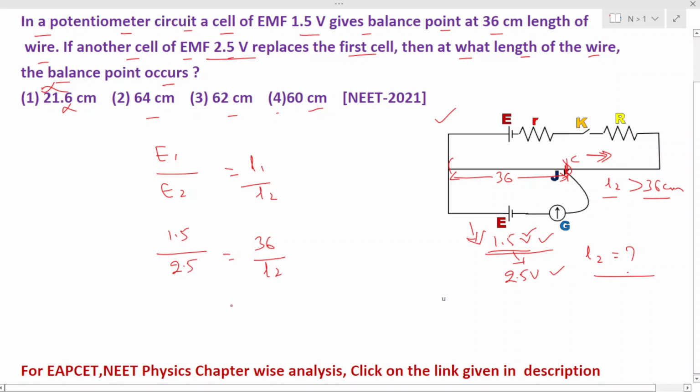From this, L2 can be written as L2 is equal to 36 into 2.5 by 1.5. That is equal to 36 into, 2.5 can be written as 5 by 2, 5 by 2 divided by 3 by 2. This 2 will get cancelled. This is 12 times 5. That is equal to 60 centimeters. So the new balancing length is 60 centimeters, which is greater than 36 centimeters.